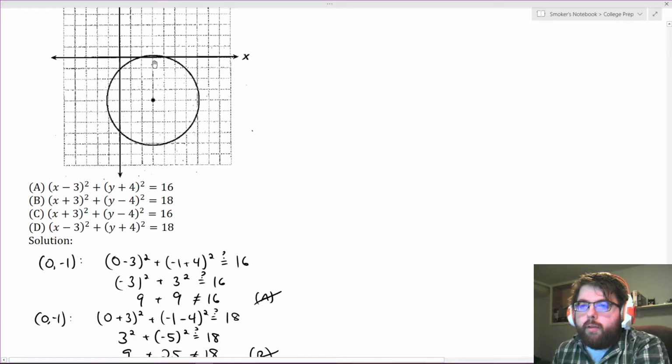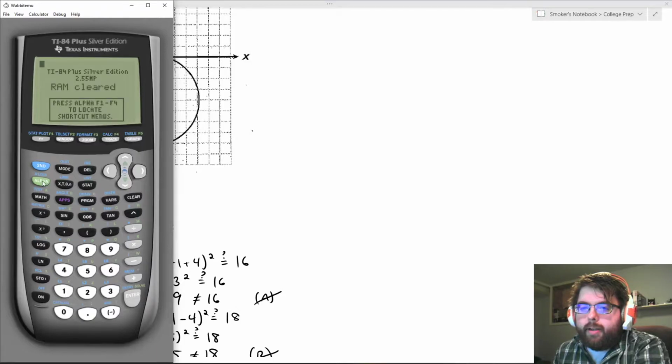So 1, 2, 3, 4. You can see it's a little above 4. It's not quite 4. Going this way, 1, 2, 3, 4. You can see it goes a little bit above, and that's what's happening. It's actually the square root of 18, and the square root of 18 is not a nice number. I mean, not an integer. The square root of 18 is a little bit more than 4.